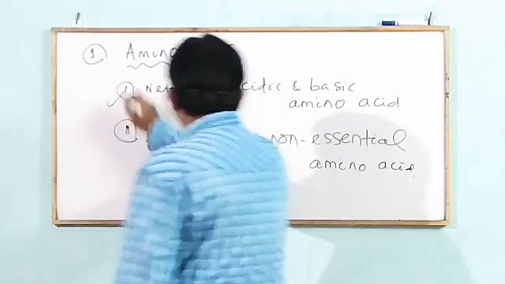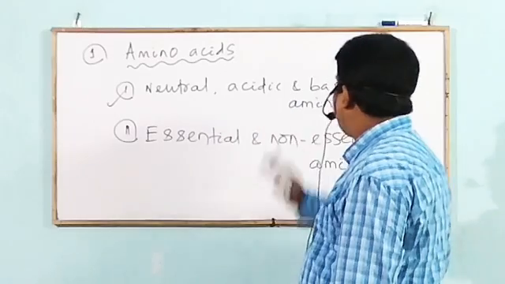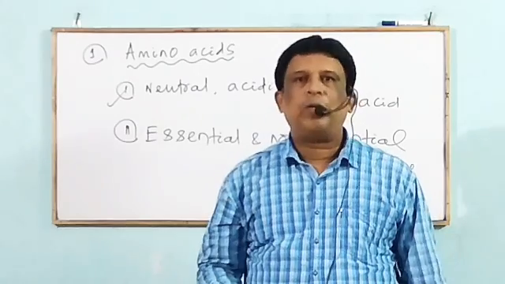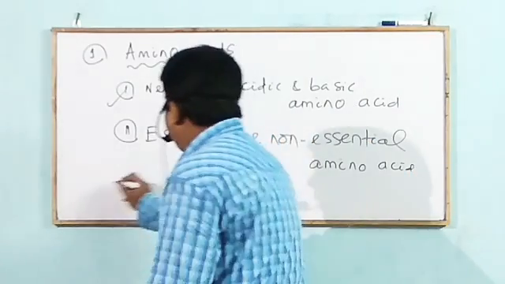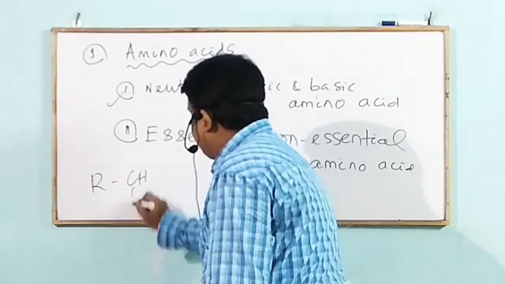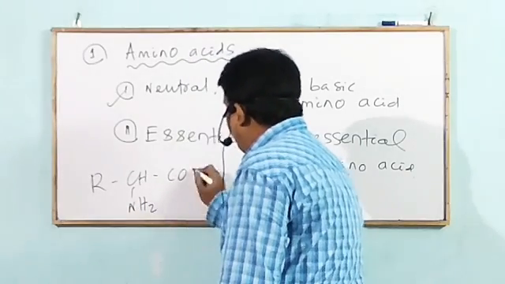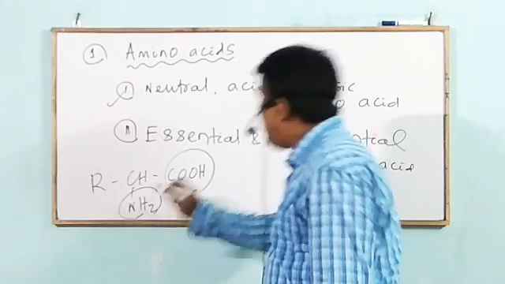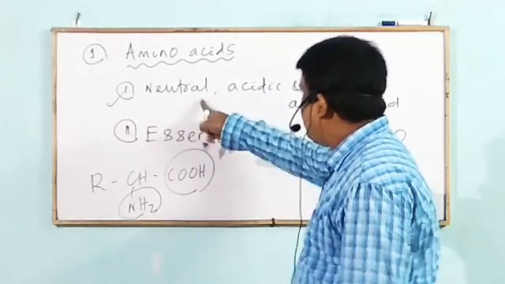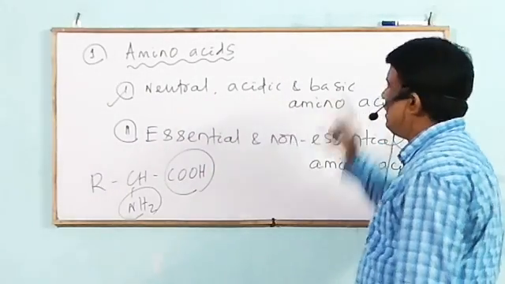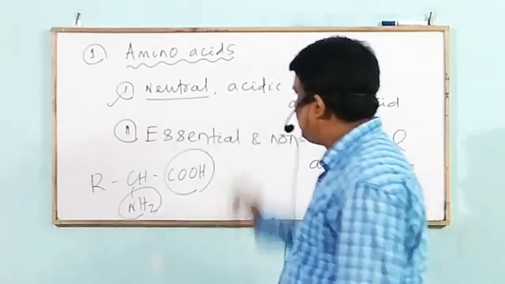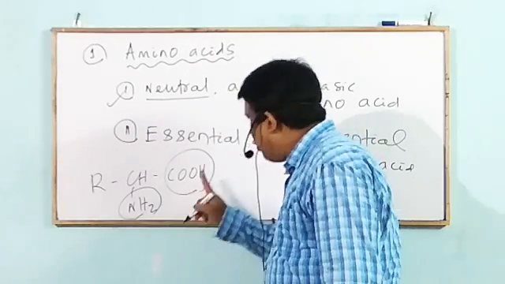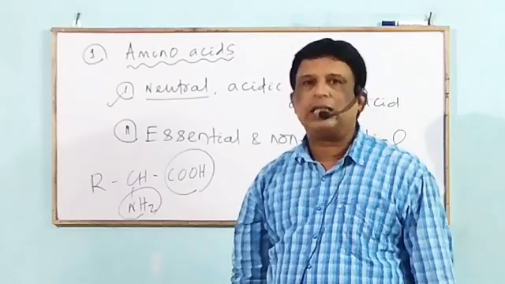First one is neutral amino acid, acidic amino acid, and basic amino acid. I repeat again, the formula is R, CH, NH2, COOH. Depending upon the number of carboxyl groups and amino groups, it is divided into neutral, acidic, and basic amino acid. Point one is neutral amino acid. If the amino acid contains one amino group and one carboxyl group, then it is known as neutral amino acid.